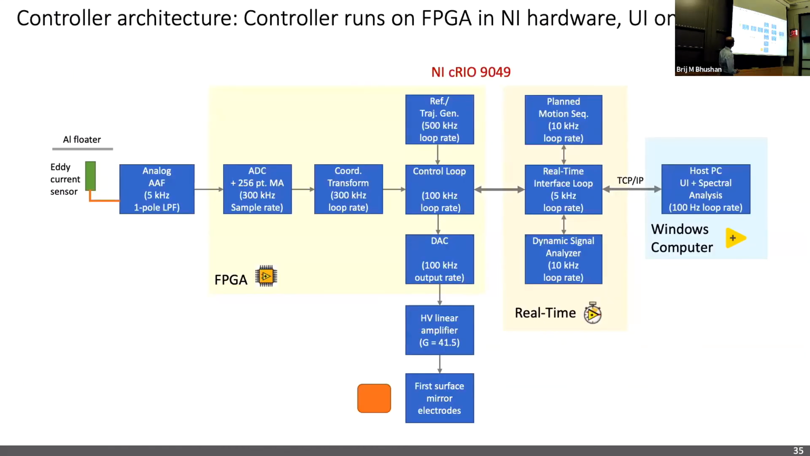The experimental results. I guess the key takeaway from this is we run our control loop at really high, at around 100 kilohertz on the FPGA, and then buffer all the data onto the real time, and then all the user interface happens on the Windows computer.